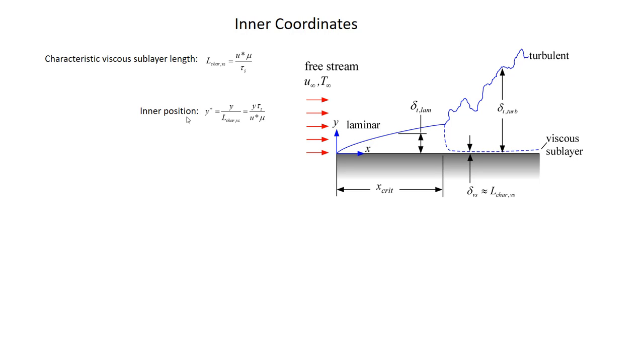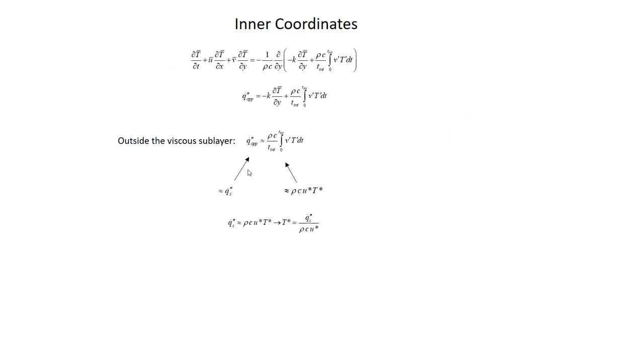So our inner coordinate, our inner position, is y plus, and it's just y, the distance from the wall, normalized by this length scale that we just got, L characteristic VS. So y divided by U star times mu over tau sub s. All right, so we have U plus, and we estimated U star to get U plus. We have y plus. We had to estimate L characteristic VS to get y plus.